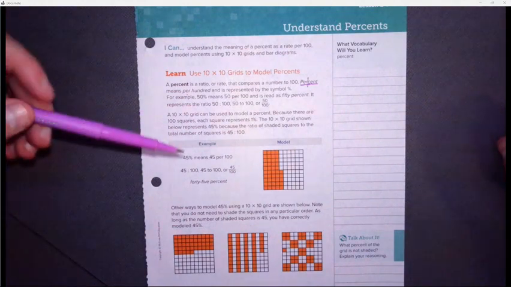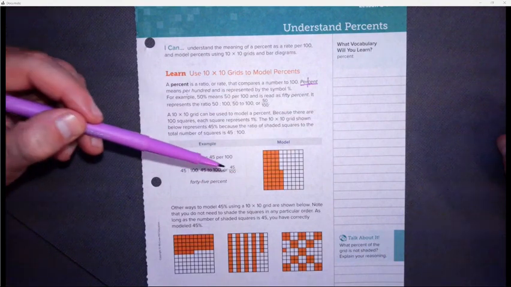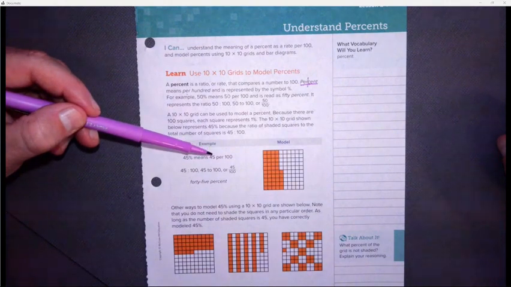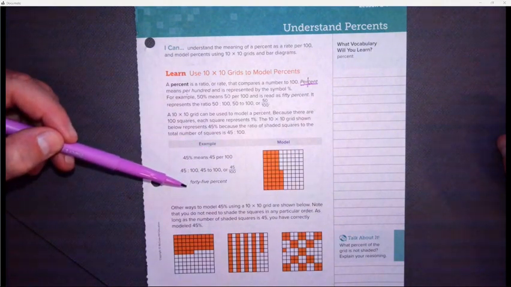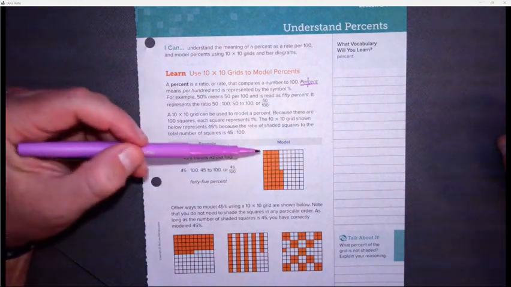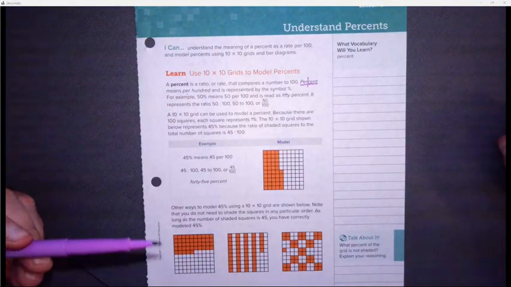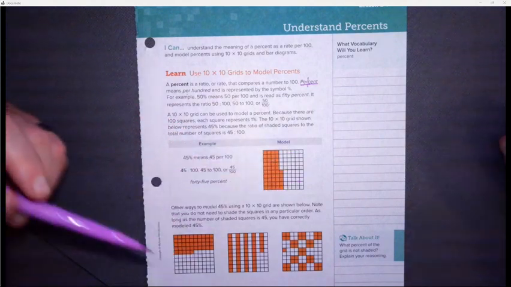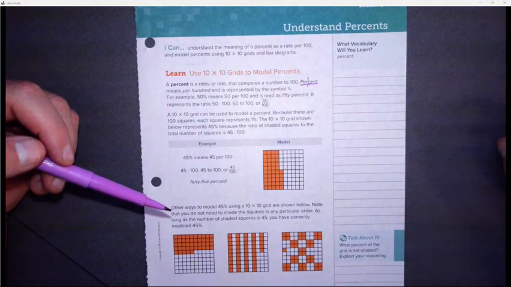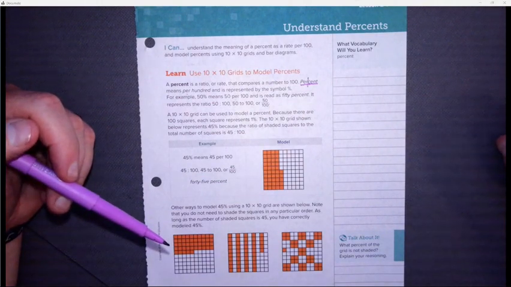So down here below, we look at 45% and all the ways that it can be written, either as a ratio, as a fraction, as a percentage, 45 per 100, or as the word 45%. And then we see it modeled using a 10 by 10 grid. A 10 by 10 grid is 10 squares high and 10 squares wide, which means there are 100 total squares that make up this grid. Each square within the grid represents 1%. One total row or column represents 10%.